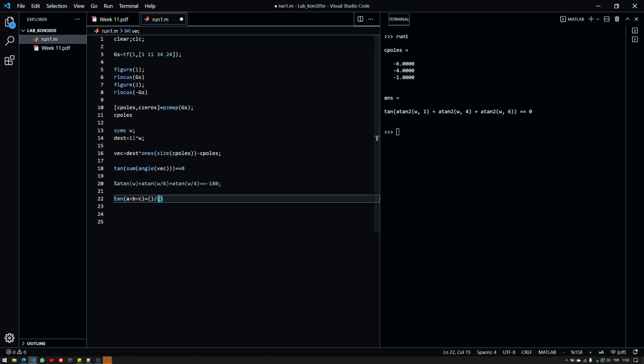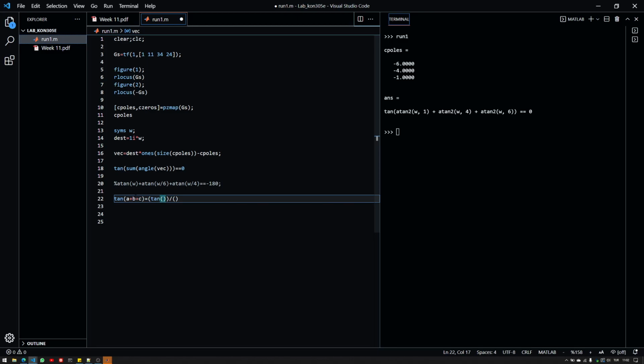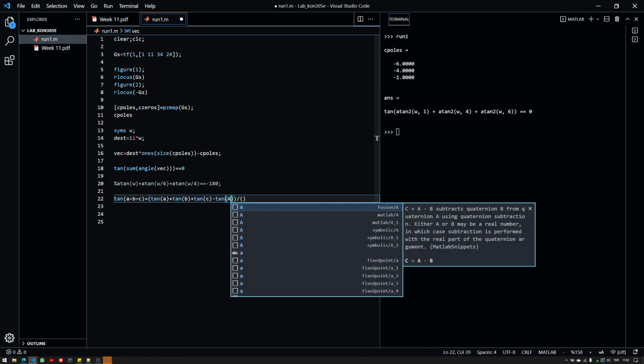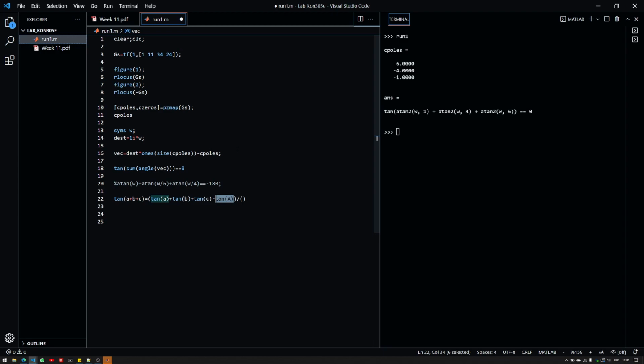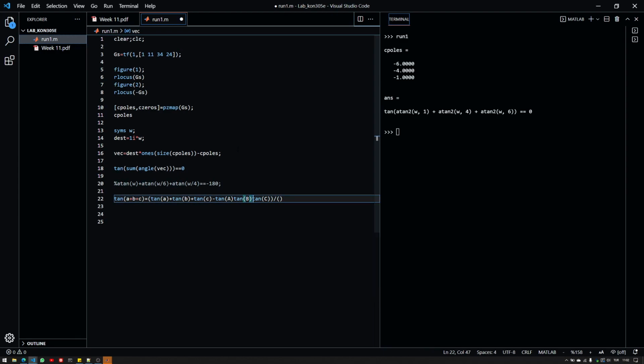So let me show you what this version is basically. This version sums up all the tangents individually. So you have tan A plus tan B plus tan C, and then minus all the multiplications, tan A times tan B, tan C, tangent of A, B, and C. And then 1 minus, you might also go ahead and prove it to yourself, by the way.